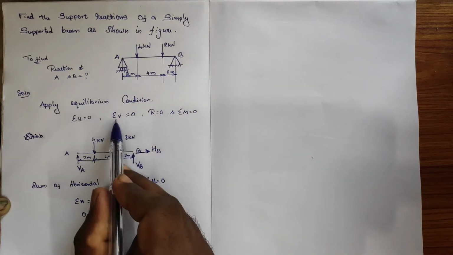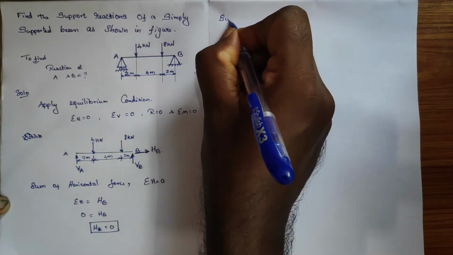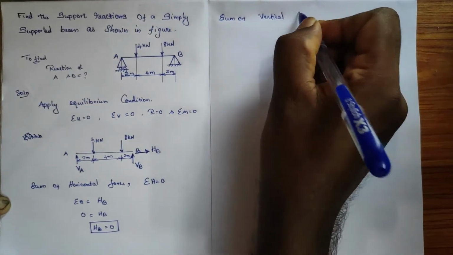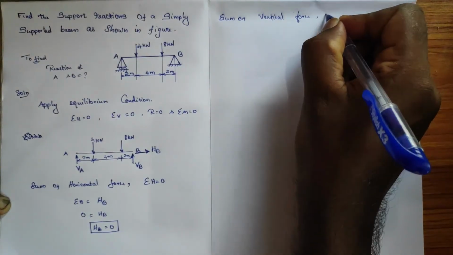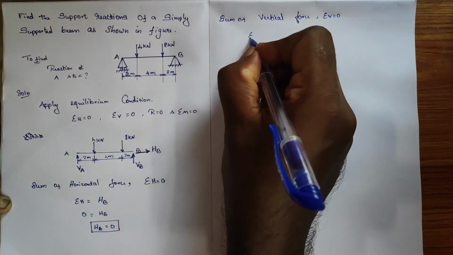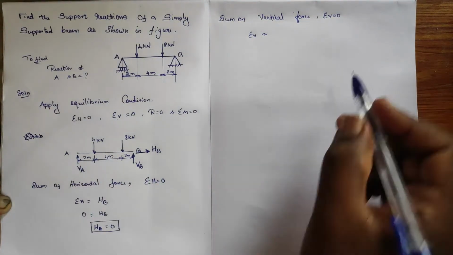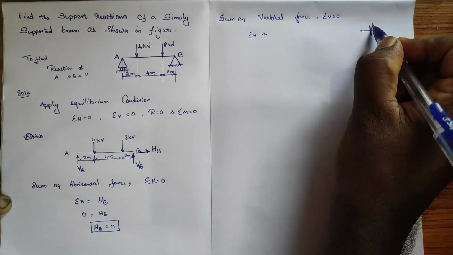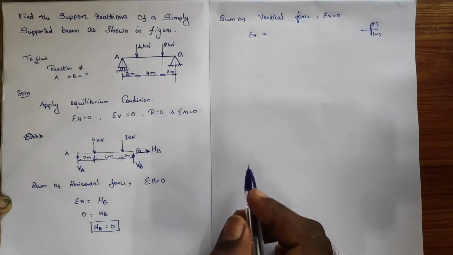Next, move to the second condition: sum of vertical forces is equal to 0. Add all the vertical forces. Here we know that forces acting upward are positive, and forces acting downward carry a negative sign.